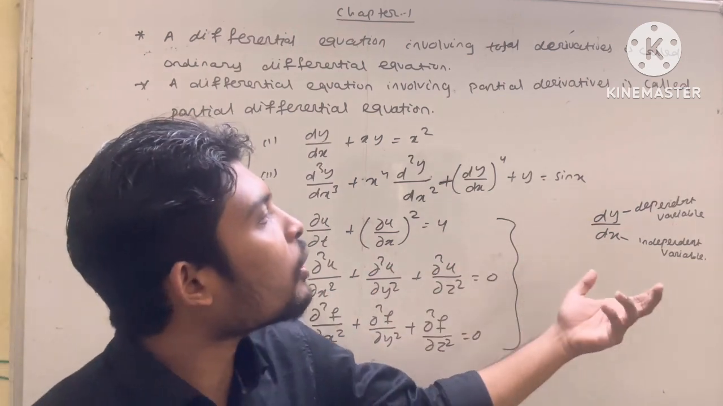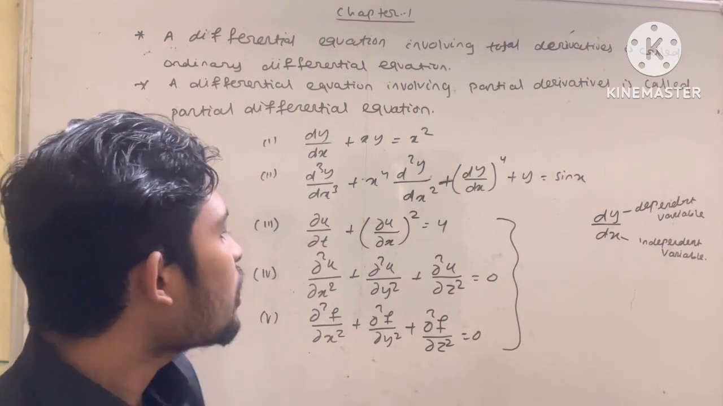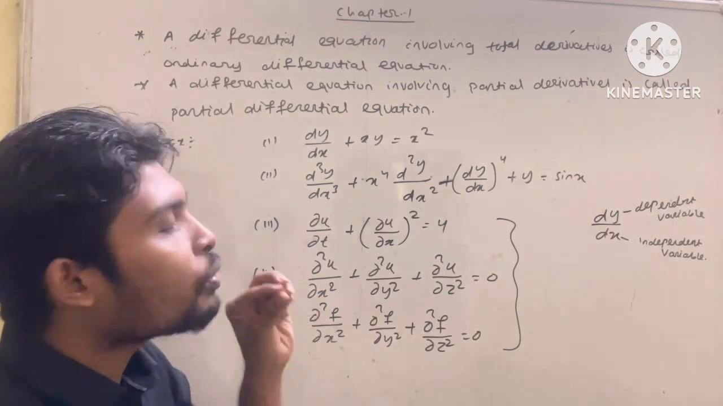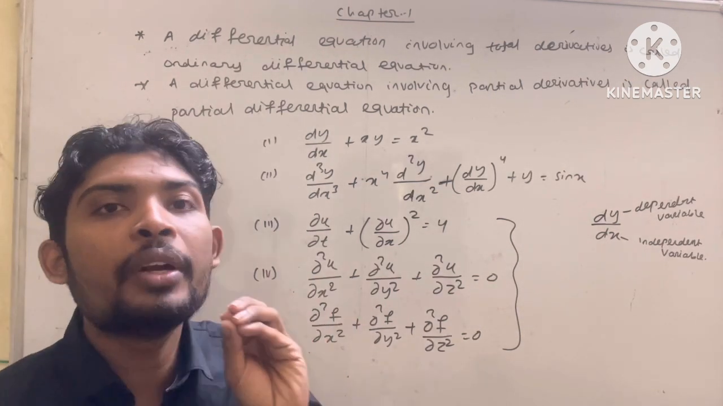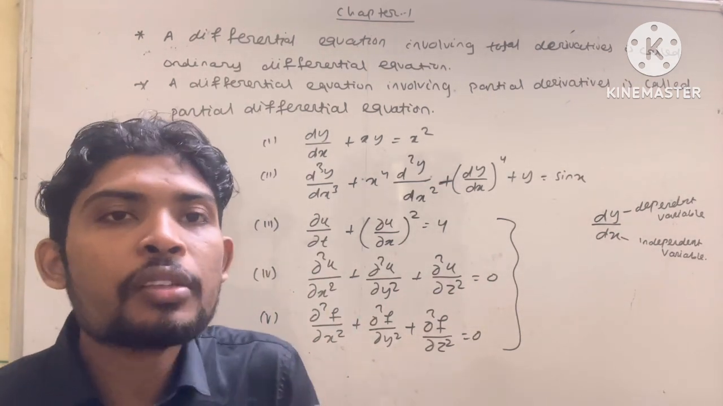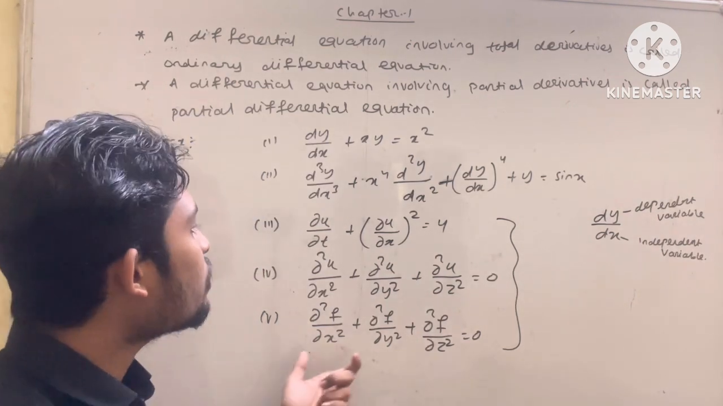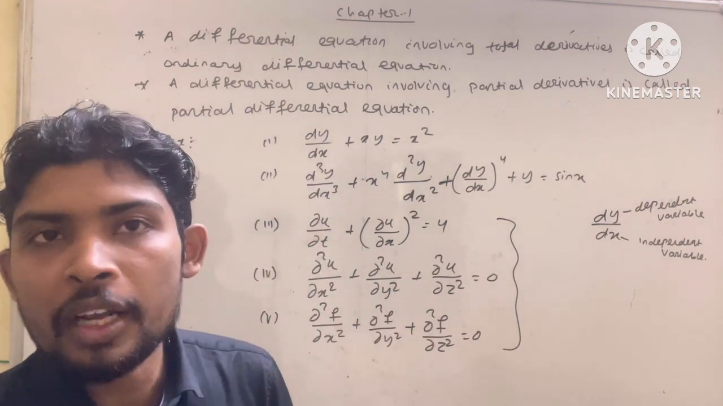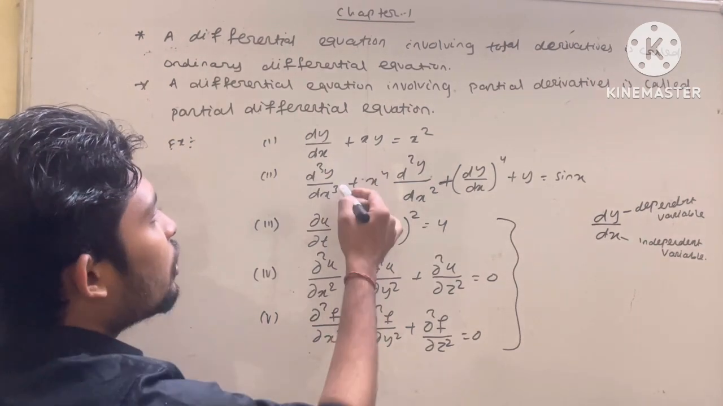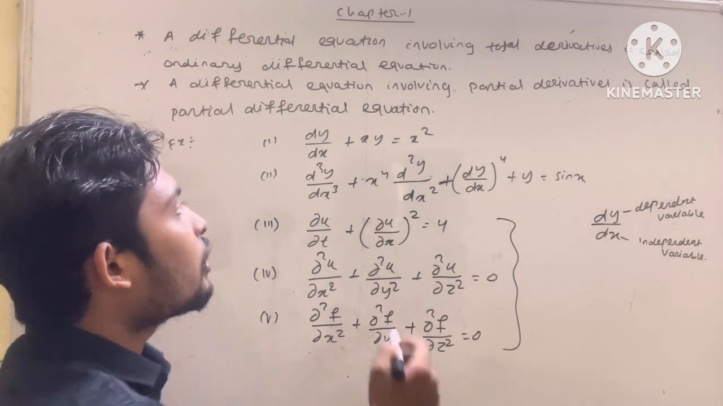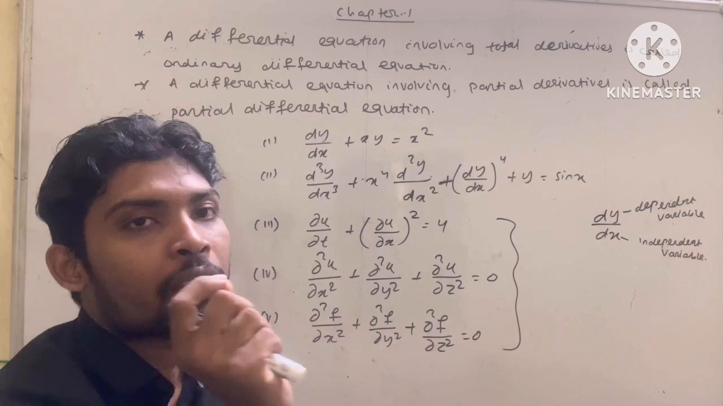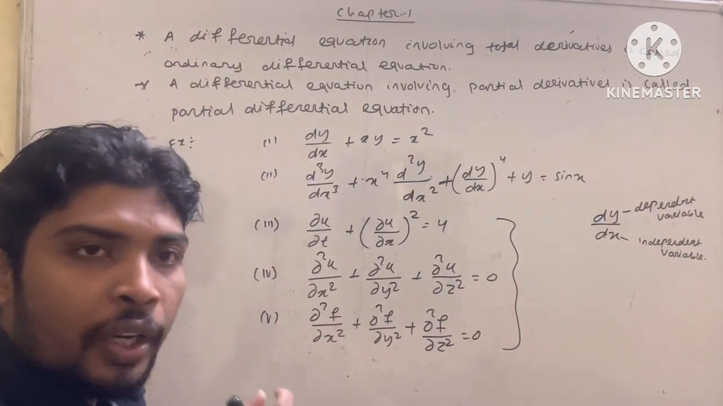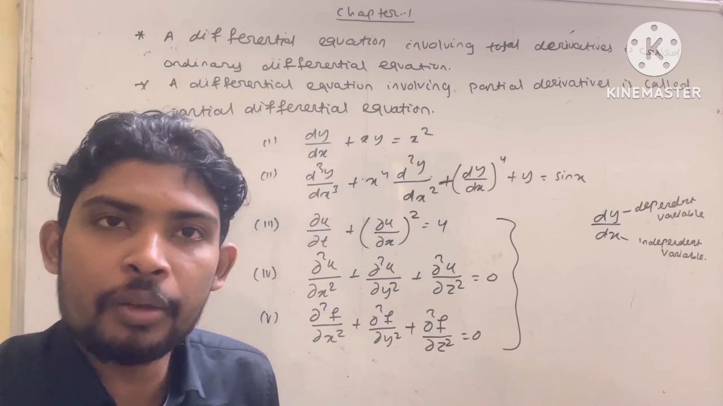If you have to talk about dependent and independent variables, in the case of an ordinary differential equation there is only one independent variable, but in the case of a partial differential equation you have to see that more than one independent variable is present. In the first two examples, there is only one independent variable, that is x. But in the case of 3, 4, and 5, there is more than one independent variable.